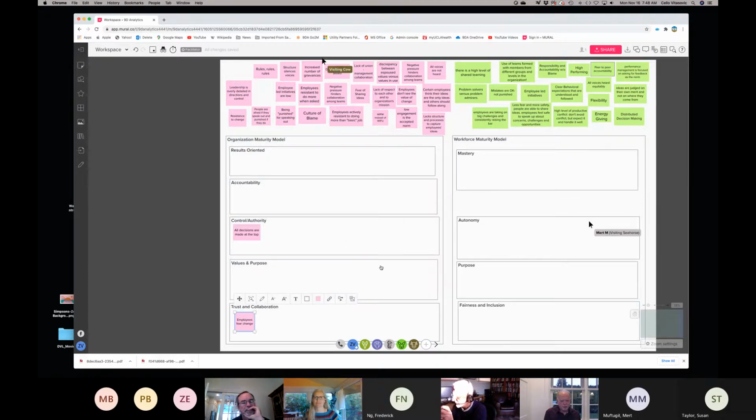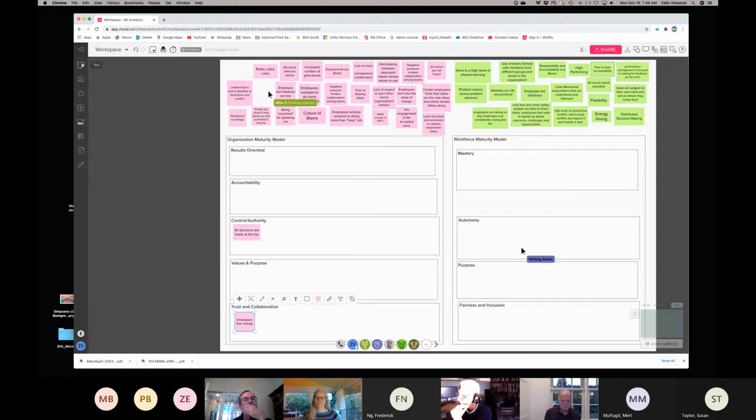So that we can understand eventually how to construct a maturity model that would take these different characteristics that we define: trust and collaboration, values and purpose, control and authority distribution, accountability and results orientation on the organizational side, and mastery, autonomy and purpose, fairness and inclusion on the workforce side, so that we can have an interactive way to discuss and say where do these things belong. And you will be able, this is not cast in stone.